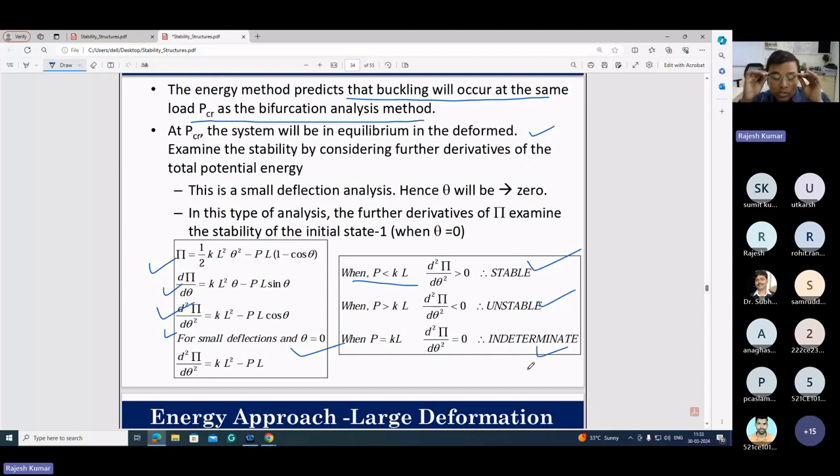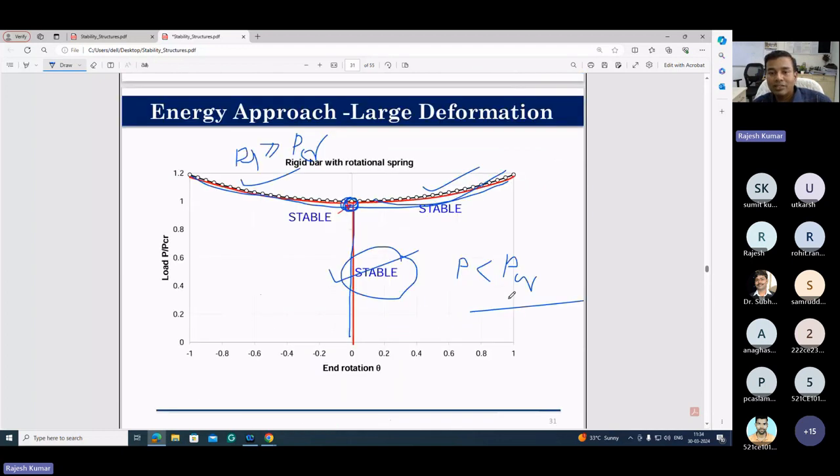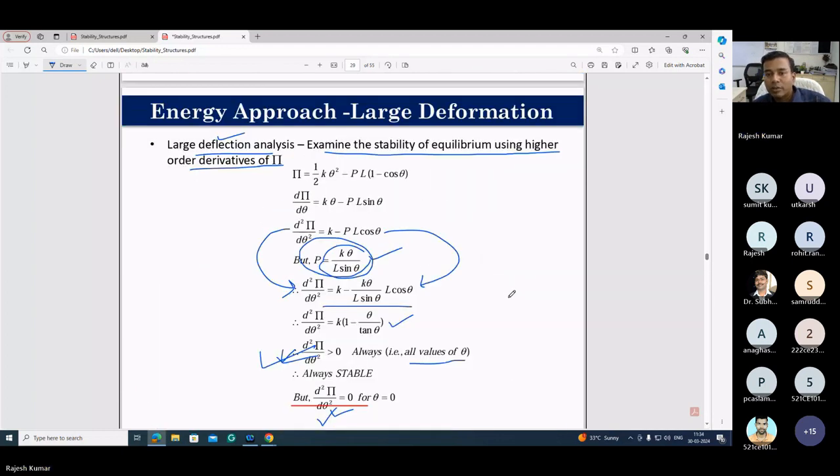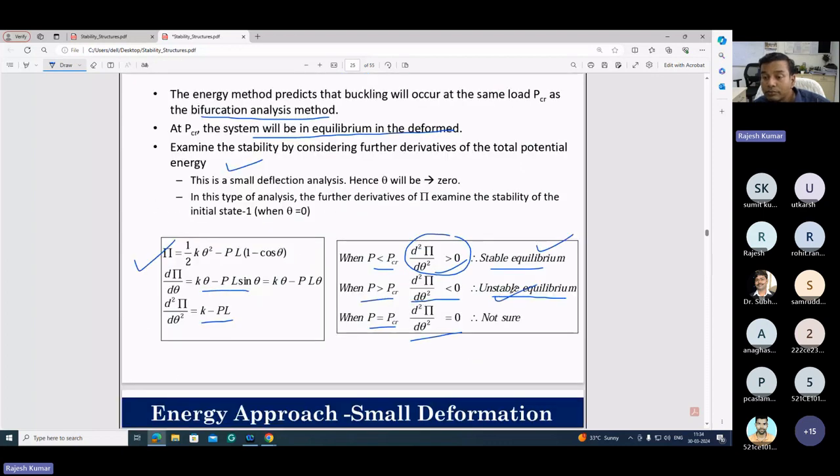So the small deformation theory is not always correct. Small deformation theory is correct before bifurcation, before P reaches the critical load. Before that, the solutions which you get by small deformations are correct, and the path is stable, but for unstable we cannot say that. You have to examine the large deformations, which you have done here. For small deformation, here also it says, you look at this, unstable.